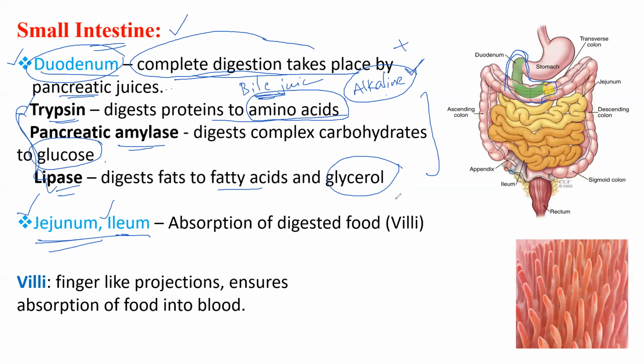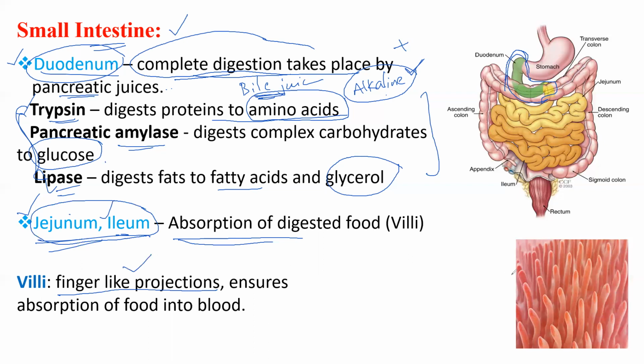Now, after the digestion, what is the next step? Absorption. The absorption takes place in the ileum and jejunum, which is also the small intestine only. The walls of the small intestine contain finger-like projections which absorb the food. All the digested food will get absorbed by villi. That is a finger-like projection.